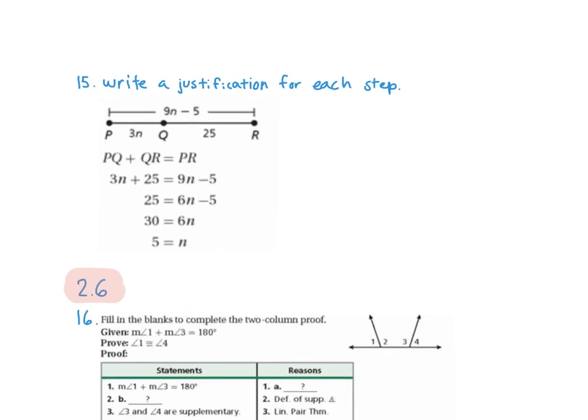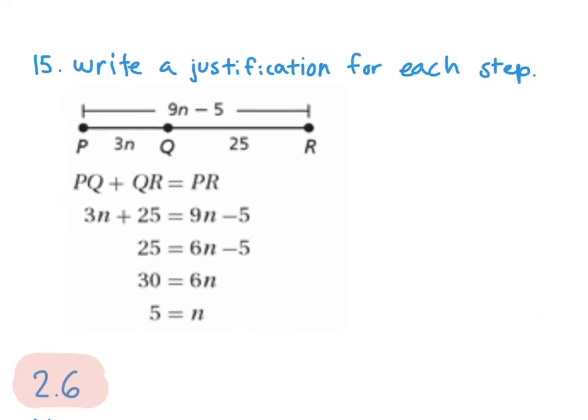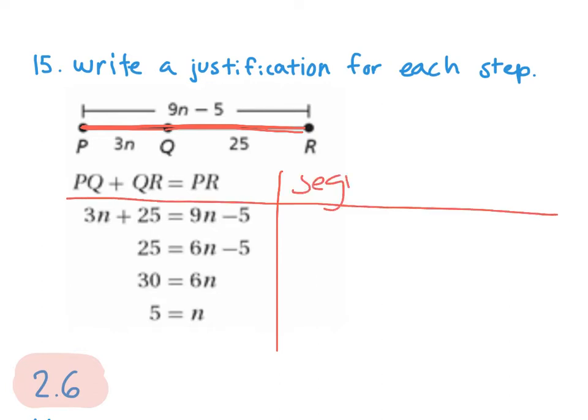So let's look at 15. Write a justification for each step. Well, we know because of the segment addition postulate that the two smaller segments add up to the whole segment. So the justification for step 1 is the segment addition postulate. Now we took what we know for PQ and plugged that in, took what we know for QR, plugged that in, and took what we know for PR and plugged that in. So this would be substitution.